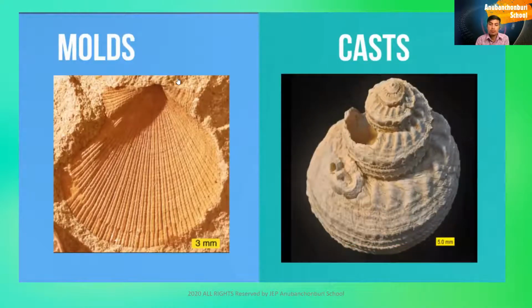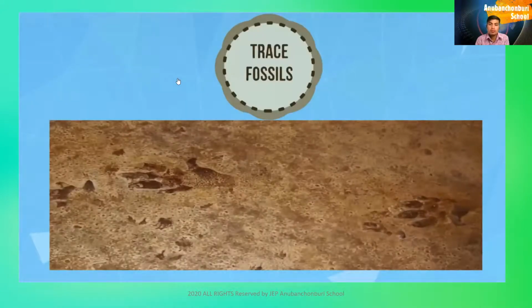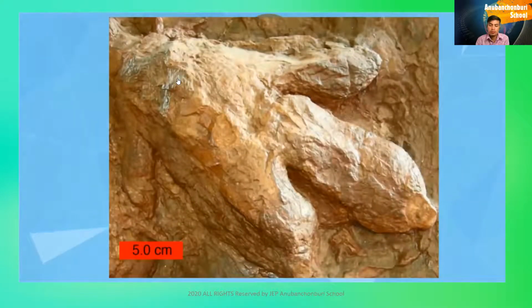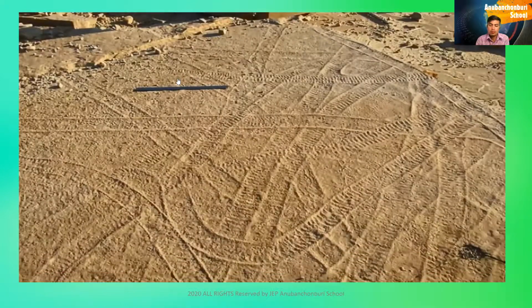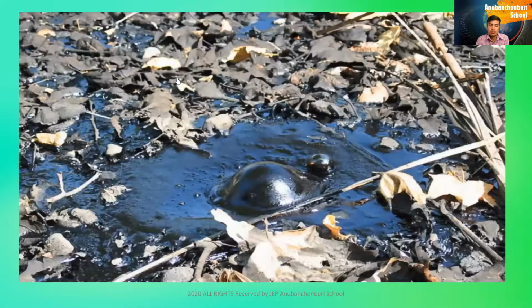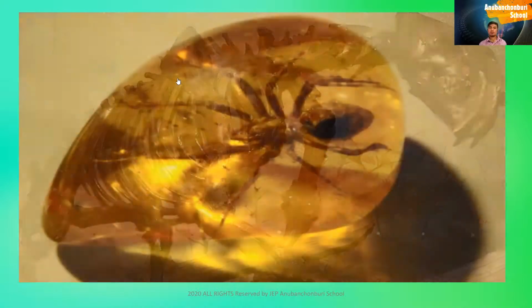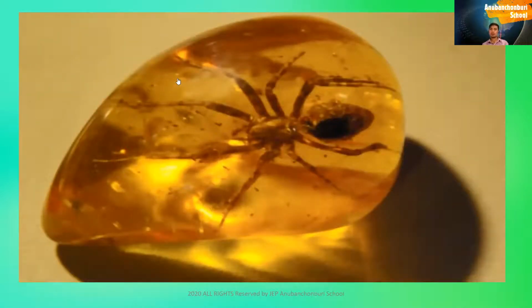Take a look at these molds and casts, and it'll help you see the difference between the mold and a cast. And sometimes you don't even have a record of the entire organism, but you have evidence of their behavior. You may find a footprint or a track. Here are several examples of trace fossils. And finally, preserved remains of the original material. An animal may fall in a tar pit, and over centuries, the tar pit preserves the bones of the trapped animal. Or you may get an insect caught in amber, and it will remain in the amber for thousands of years. So there we go, the different types of fossils.